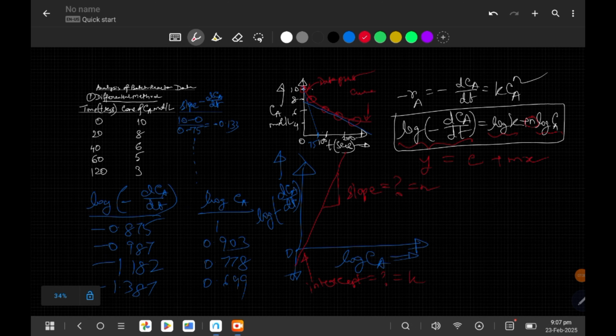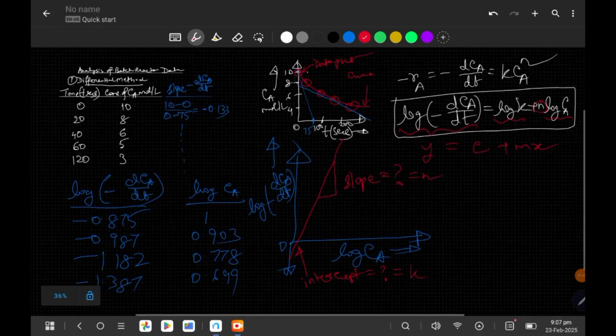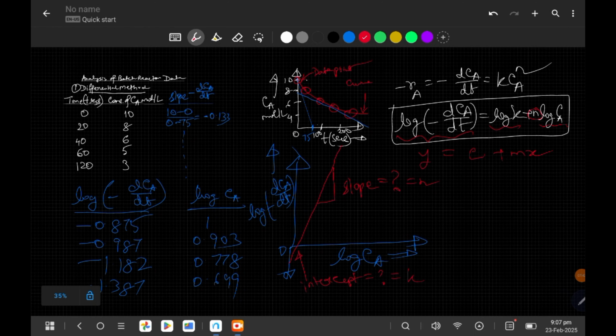So the usefulness of this method is that you know the order of kinetics. You can figure out the order of batch kinetics from this. So if you have the data of Ca and time, concentration and time, first you have to draw the tangent and calculate the slope, and from that you can find out the value of n as well as k. Right, so this is the end of the discussion of batch reactor.